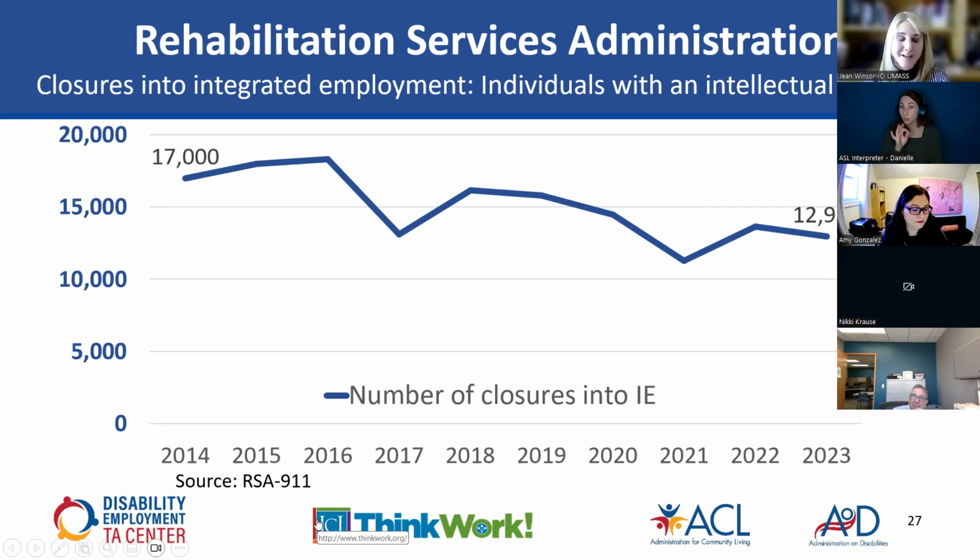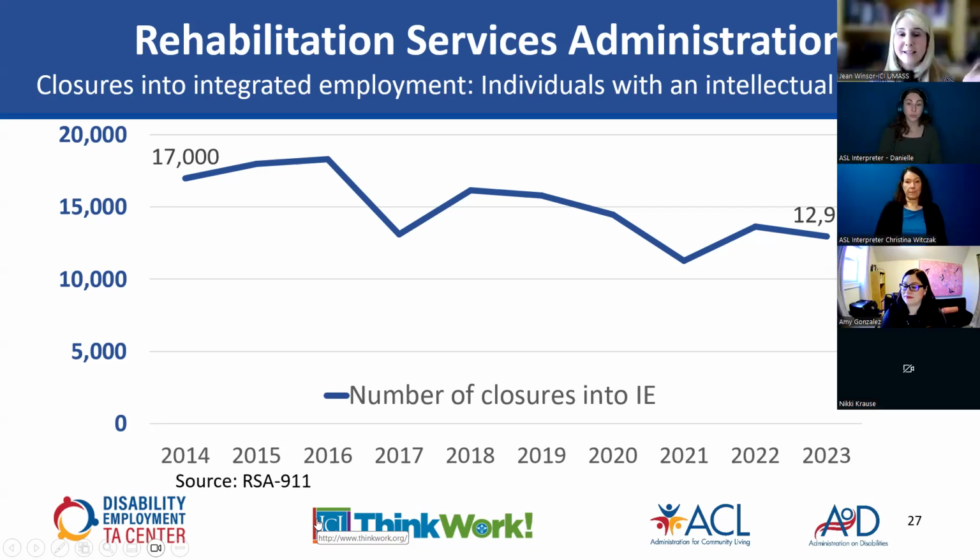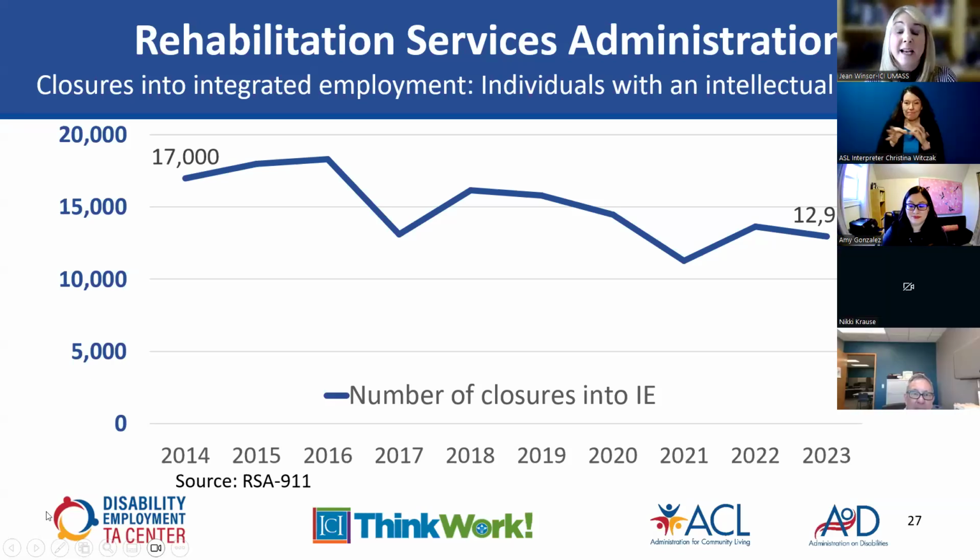Thanks, Jean. No problem. So I'm going to go through these next couple of slides on the RSA 911 data a little bit quickly. Really, this is a trend that shows that the number of closures into integrated employment for folks with an intellectual disability has varied over the last 10 years, but it ultimately has declined. And that's a really interesting piece that is very much tied not to any piece of federal legislation, but really so much to our local VR systems capacity.